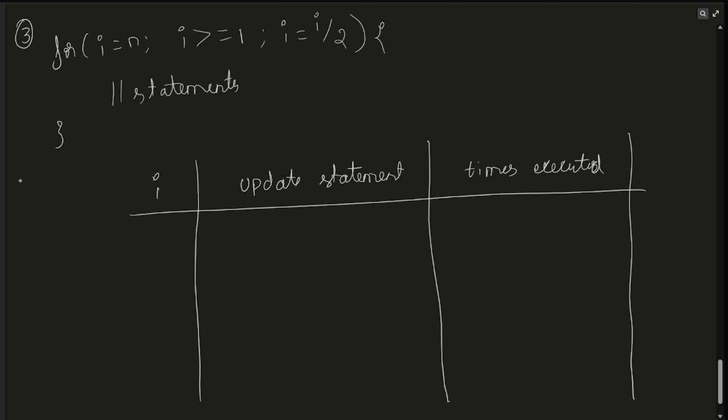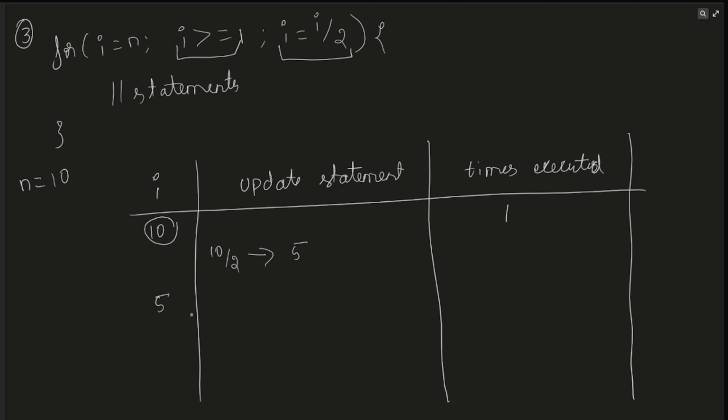For this dry run, let us consider n as 10 and I is starting from n, which in this case is 10. 10 is greater than or equal to 1, which is true. The statements inside the for loop get executed one time and the for loop update statement will run now, which will update the value of I by dividing by 2. I is 10, 10 by 2 is nothing but 5. Now I got decremented to 5.